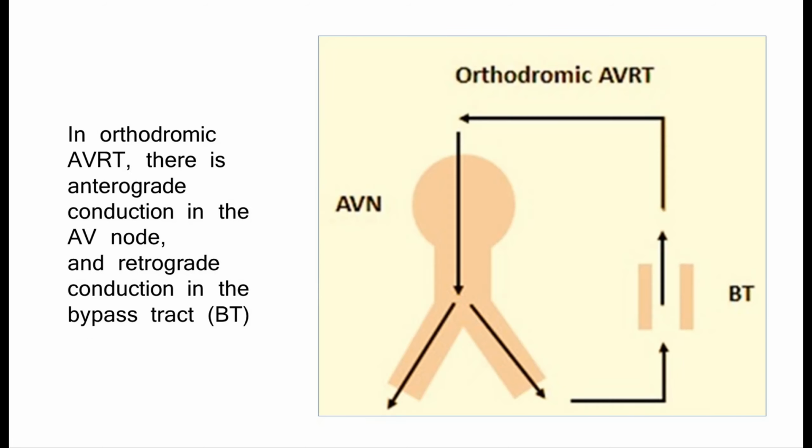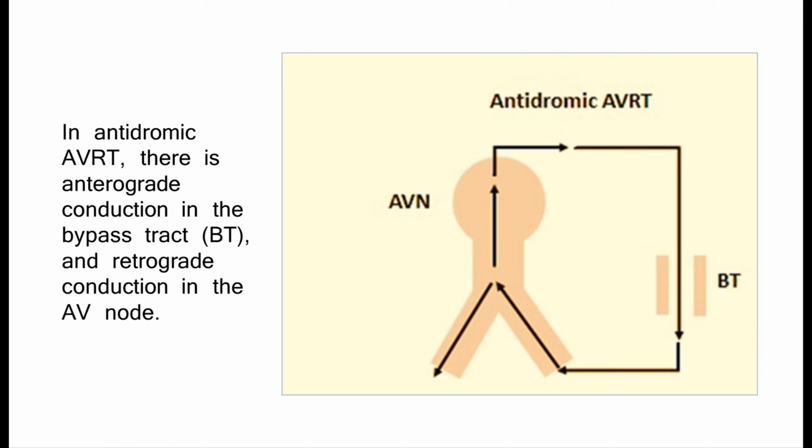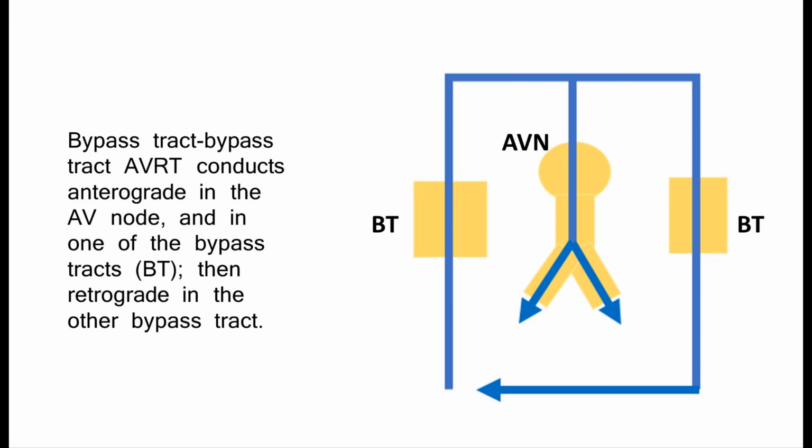In orthodromic AVRT, there is anterograde conduction in the AV node, and retrograde conduction in the bypass tract, BT. In antidromic AVRT, there is anterograde conduction in the bypass tract, BT, and retrograde conduction in the AV node. Bypass tract AVRT conducts anterograde in the AV node and in one of the bypass tracts, BT, then retrograde in the other bypass tract.